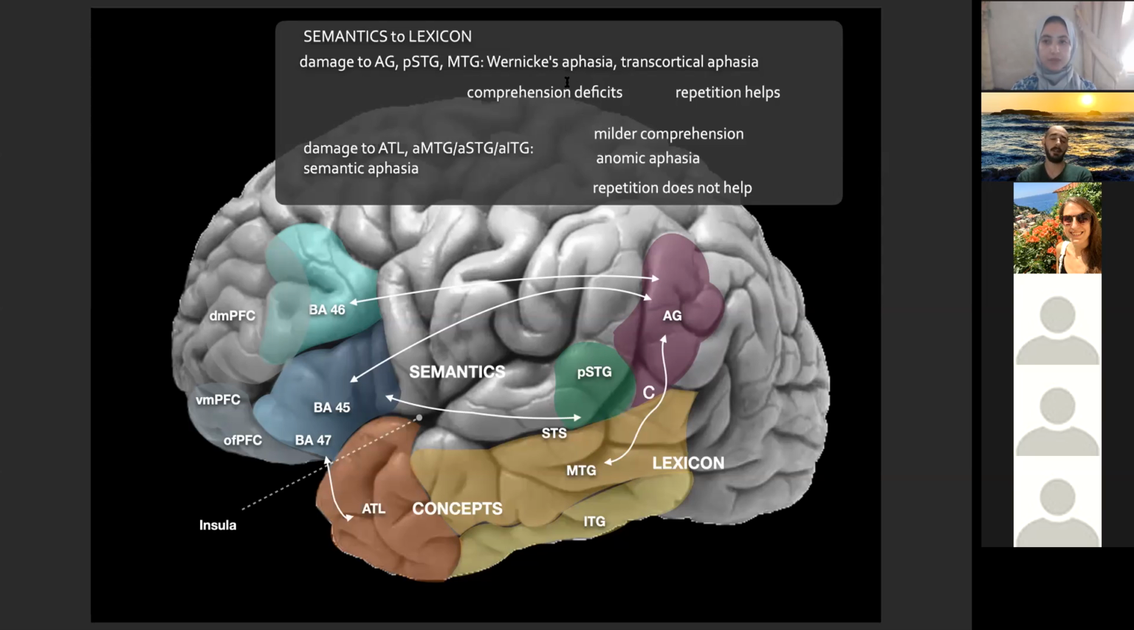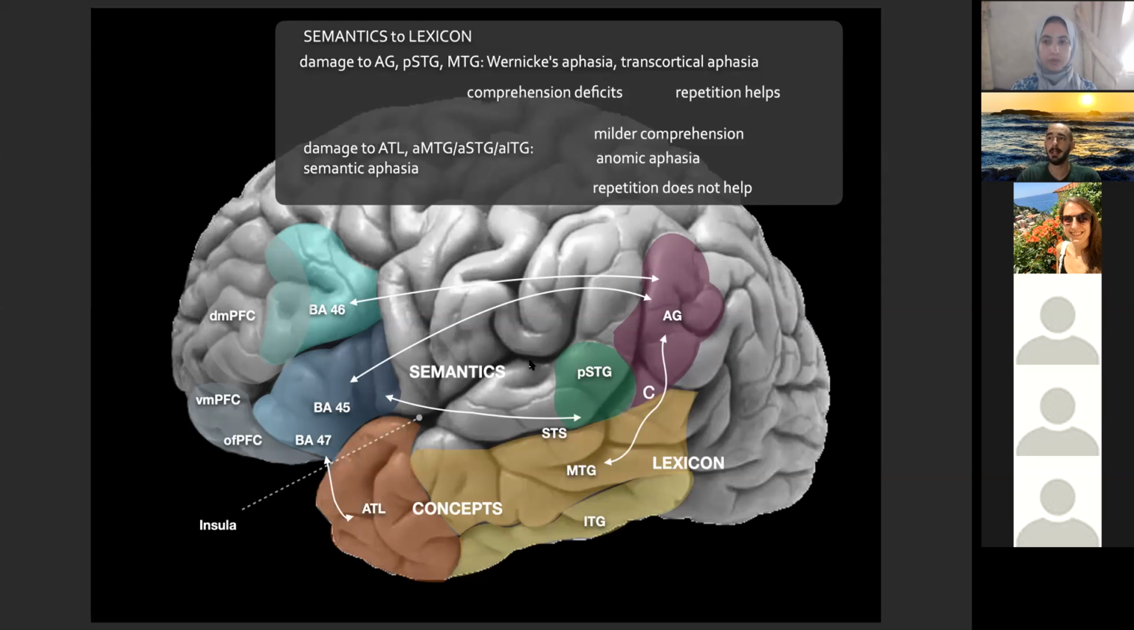So people have been asking themselves, why do you get comprehension deficits? Is it because you're not able to go from the phonological representation of a word to the meaning of the word? Well, sometimes, yes, of course. If you have damage to these areas, this is all phonological processing, also. But not only that.